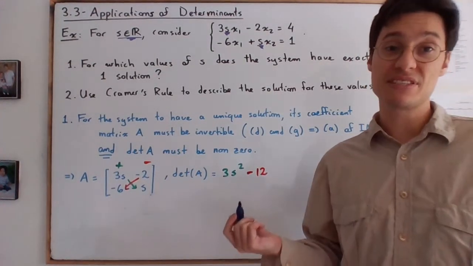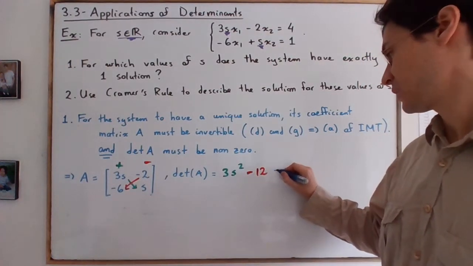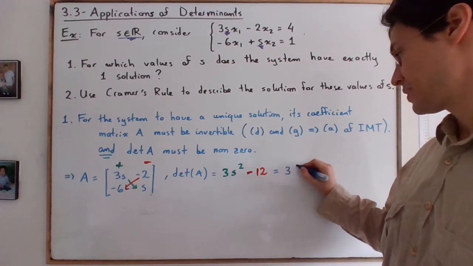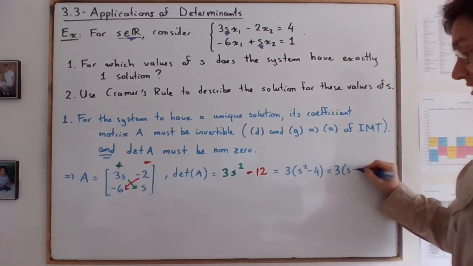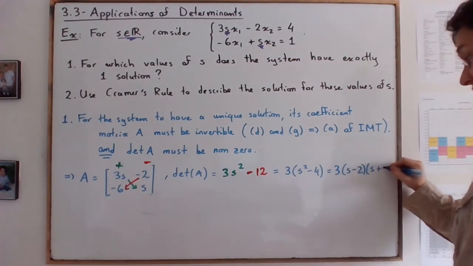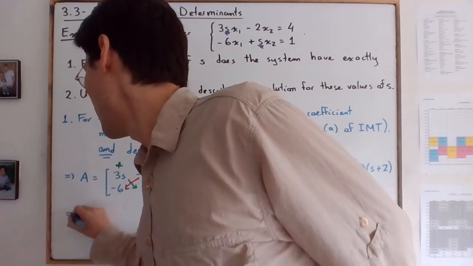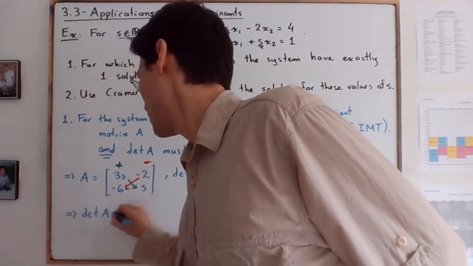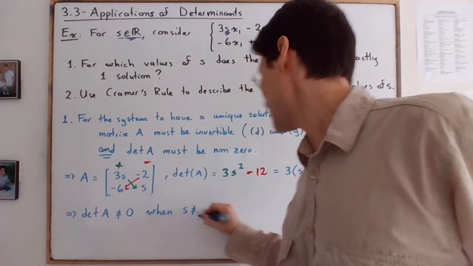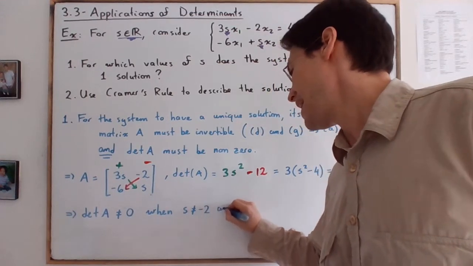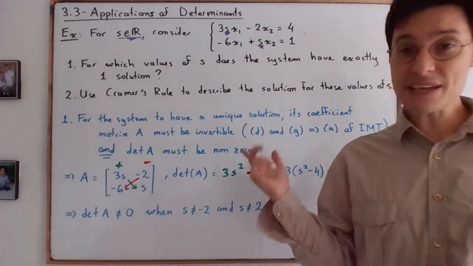At this point, it's just to factor and see what you get. Let's factor out a 3. We'll have s squared minus 4, so 3 times (s minus 2)(s plus 2). And that gives it to us, because the determinant is not equal to 0 when s is not equal to negative 2 and s is not equal to 2. So this is the answer for number 1.